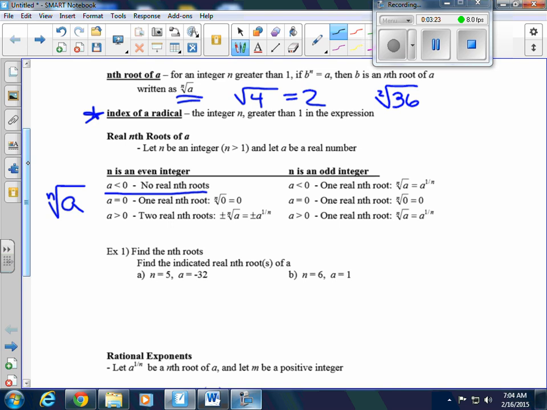If we come over here and we have the nth root, and it's an odd integer, well, that's going to be a little bit different. Now, if n is odd and a is less than 0, so let's say we have a negative number in there, then there's going to be one real nth root. If it's 0, again, it's still going to be 0. And if a is positive, now we're going to have, again, one real nth root. So if n is odd, we're always going to have one real nth root unless that number is 0. And we'll look at a couple of examples here.